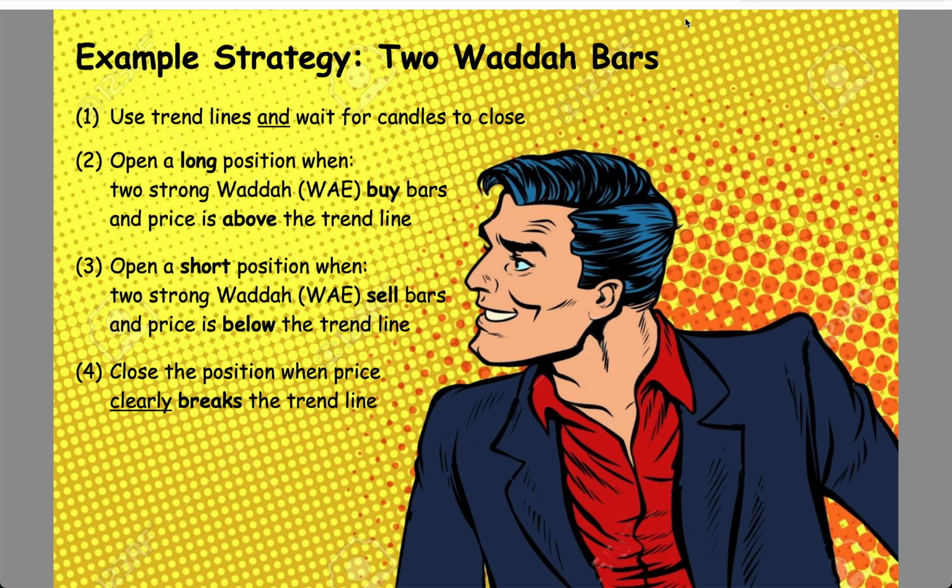So let's say our example strategy is the two Waddah bar strategy. We use trend lines, we wait for candles to close above. We open a long position when we get two strong Waddah buy bars and price is above the trend line, or we open a short position when we have two strong Waddah sell bars and price is below the trend line. And then we close the position when price clearly breaks the trend line.